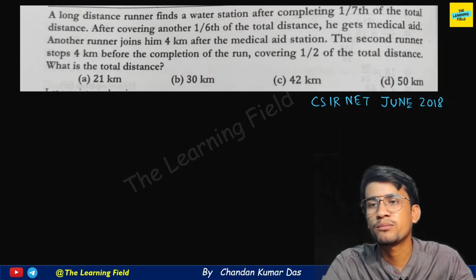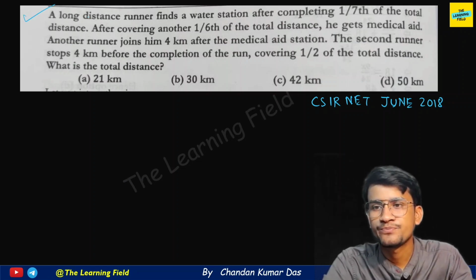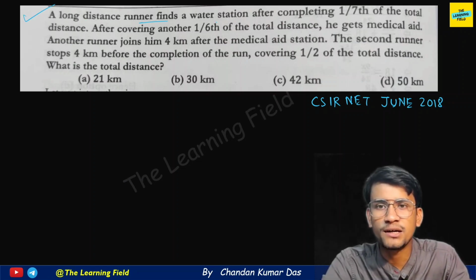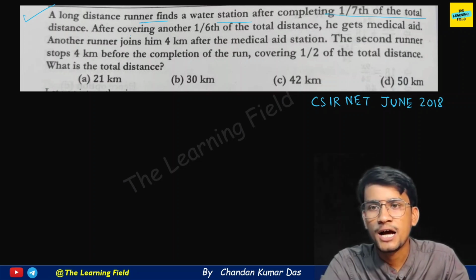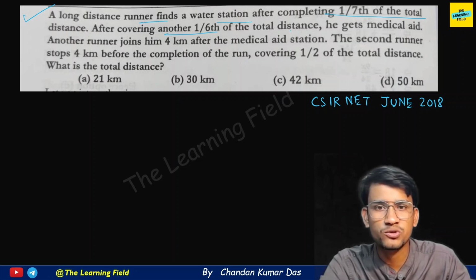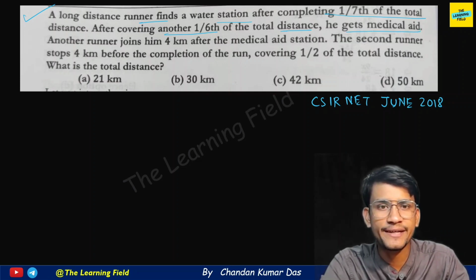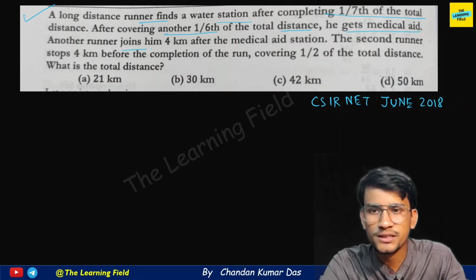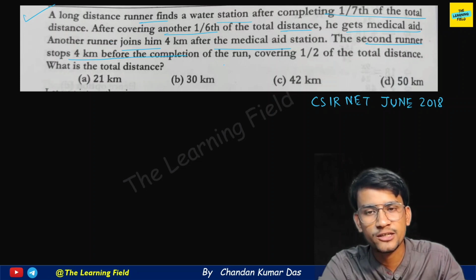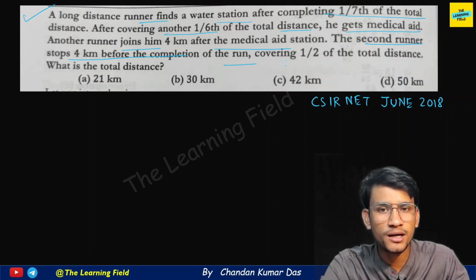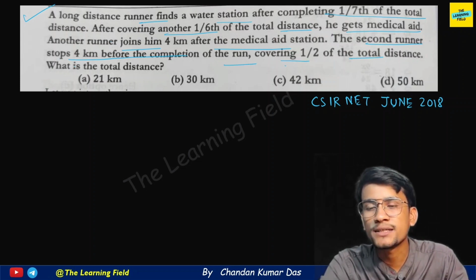Now going to the next problem. It says that a long distance runner finds a water station after completing 1/7 of the total distance. After covering another 1/6 of the total distance, he gets medical aid. Another runner joins him 4 km after the medical station, and the second runner stops 4 km before completion of the run, covering 1/2 of the total distance. Then what is the total distance?